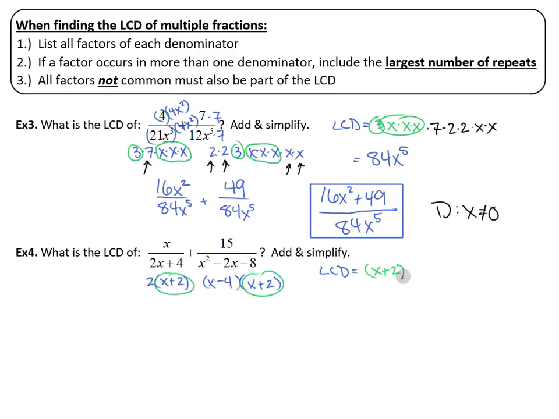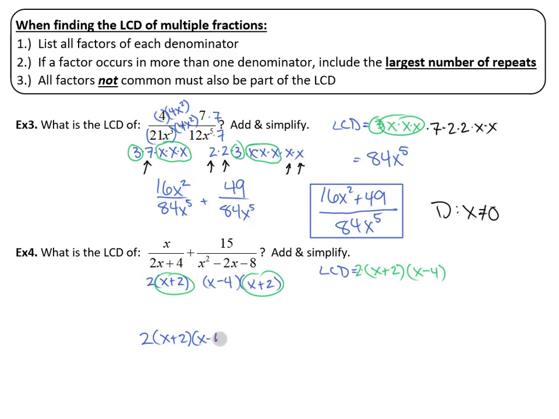And things that are not common, like our x minus 4, right? Not common, can't get rid of it. And this extra 2, which we can't get rid of. So I'm going to go ahead and throw that in the front there. So my least common denominator needs to have a 2, an x plus 2, and an x minus 4.